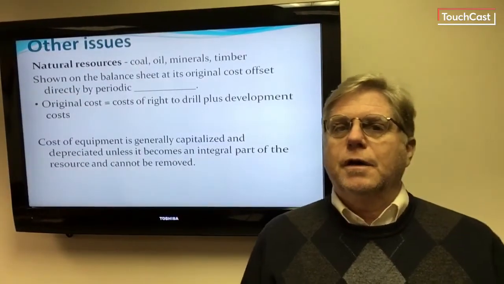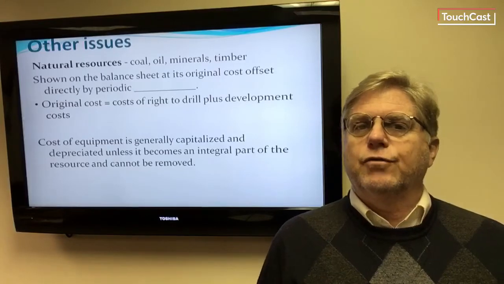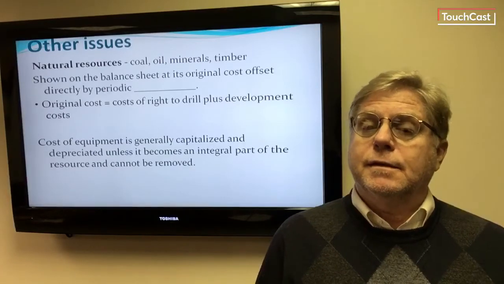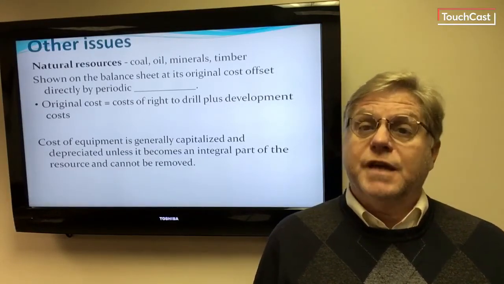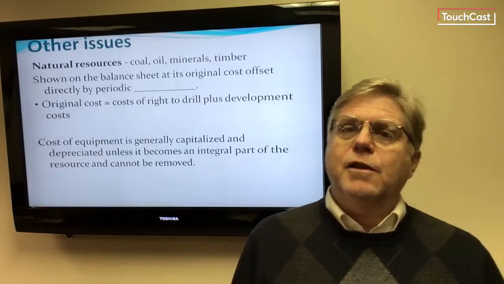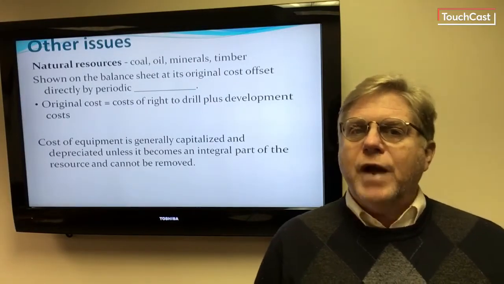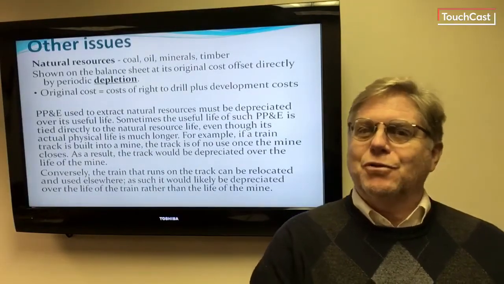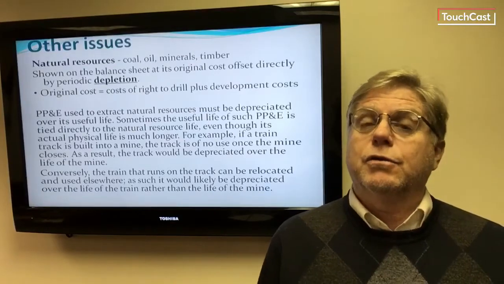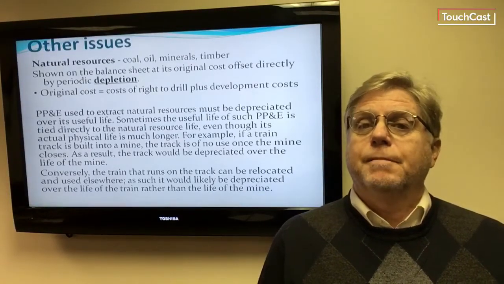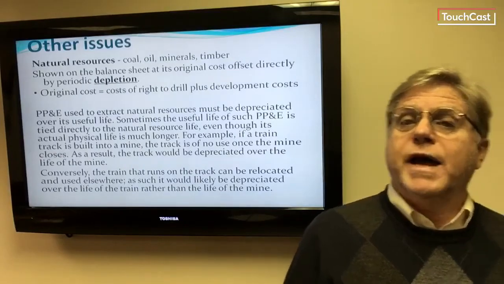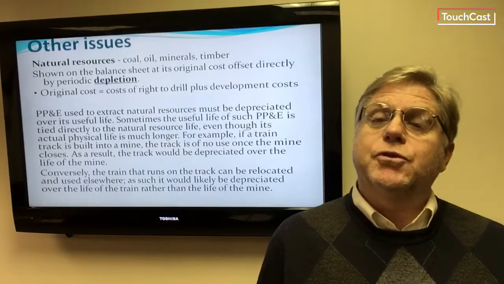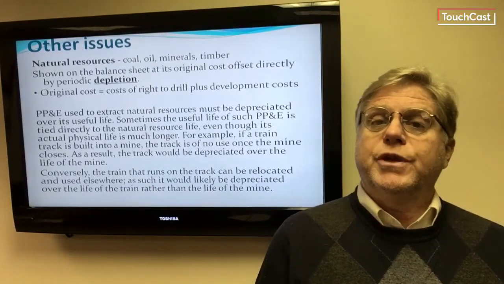Natural resources represent an interesting situation for us. Extraction industries like coal, oil, natural gas, other types of minerals, timber, those sorts of things, are shown on the balance sheet at the original cost, offset directly by periodic depletion. Depletion is to natural resources what depreciation is to physical or tangible long-lived assets. The original cost represents the cost of the right to drill plus any cost required to develop, that is, to actually be able to extract the natural resources.